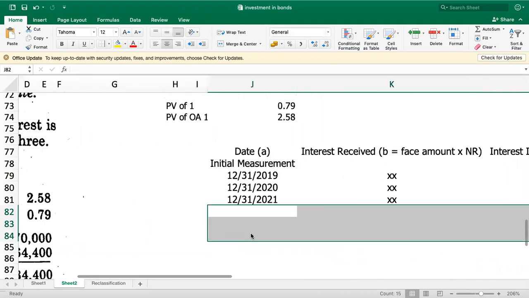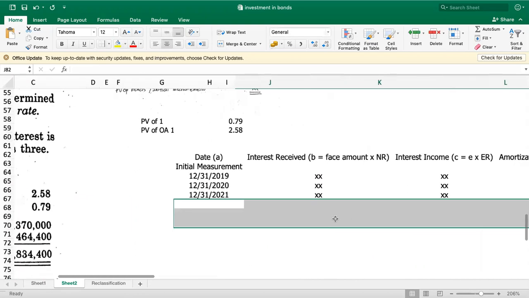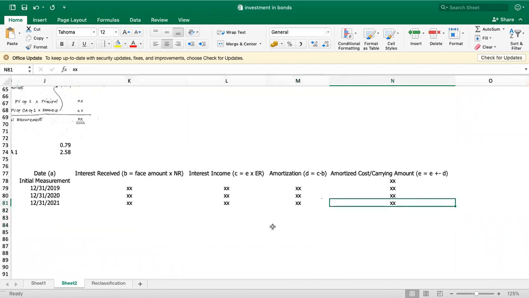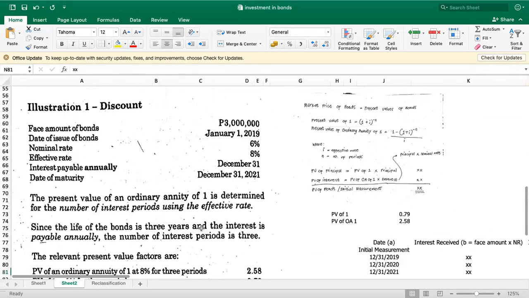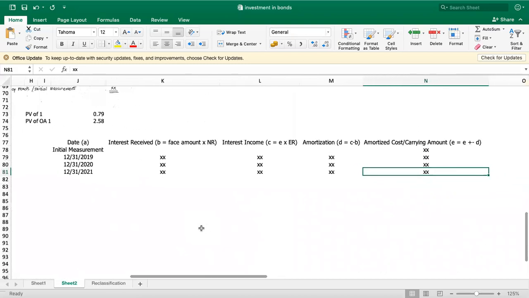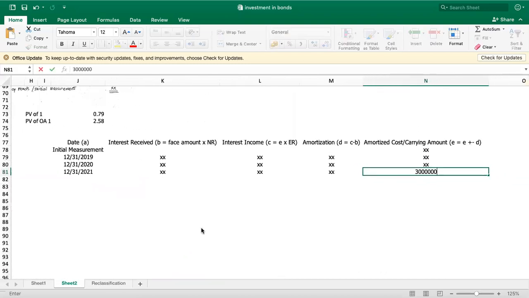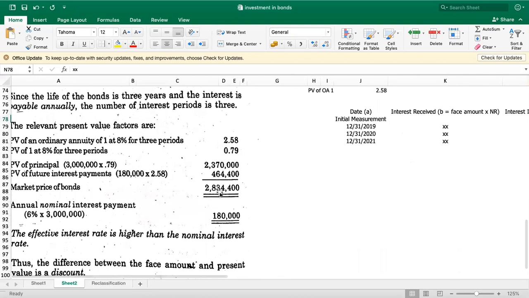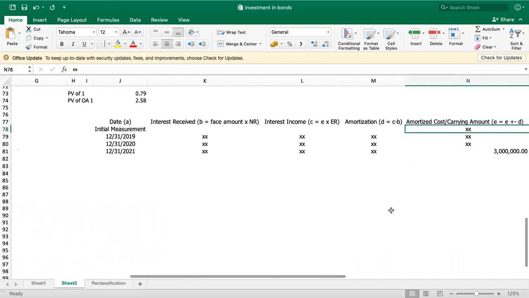Okay. So kung gagawa kayo ng amortization table, di ba yung goal natin, this is a term bonds, dapat yung amount dito should equal to the face value. Ilan yung face value? Magkano? That's 3 million. So let's put here 3 million. Tapos yung initial measurement natin is equal to 2,834,400. Yung na-compute natin kanina, yung present value, 2,834,400.